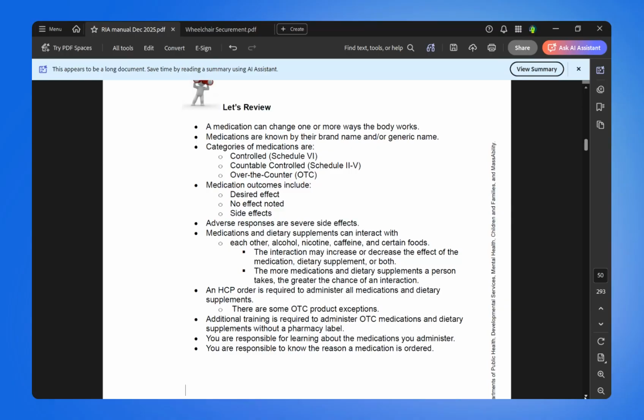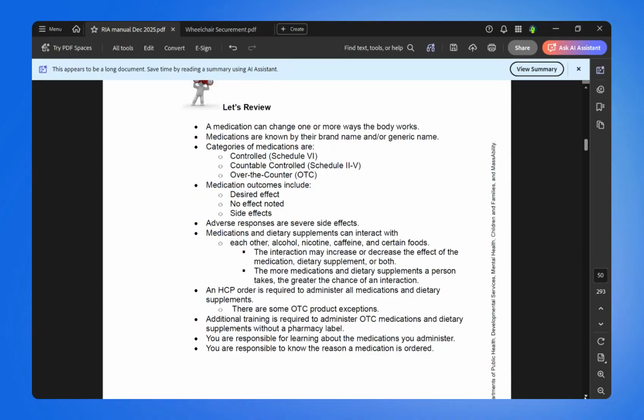Medications and dietary supplements can interact with each other, such as alcohol, nicotine, caffeine, and certain foods. The interaction may increase or decrease the effect of the medication, dietary supplement, or both. The more medications and dietary supplements a person takes, the greater chance there is for an interaction. The healthcare provider order is required to administer all medications and dietary supplements. So you always must have a healthcare provider order for each and everything.